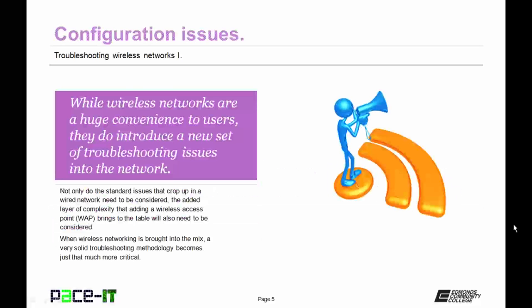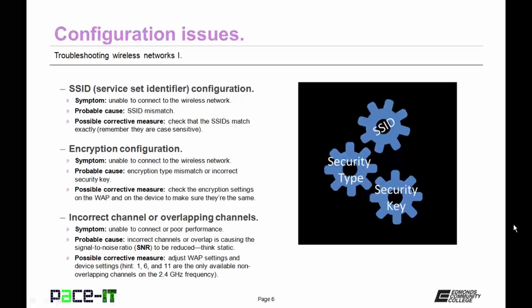While wireless networks are a huge convenience to users, they do introduce a new set of troubleshooting issues into the network. Not only do the standard issues that crop up in a wired network need to be considered, the added layer of complexity that adding a wireless access point brings to the table will also need to be considered. When wireless networking is brought into the mix, a very solid troubleshooting methodology becomes just that much more critical. Now on to the actual configuration issues.